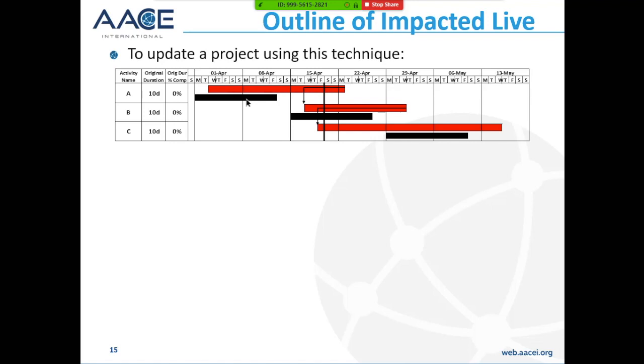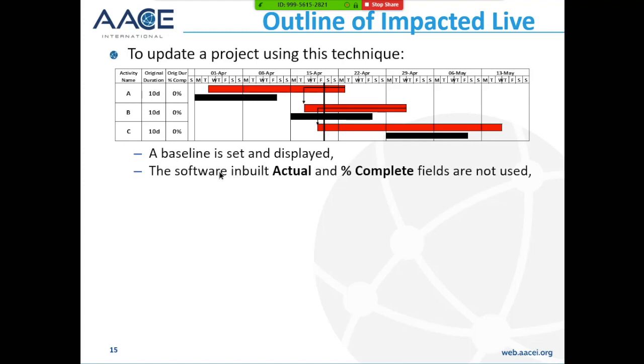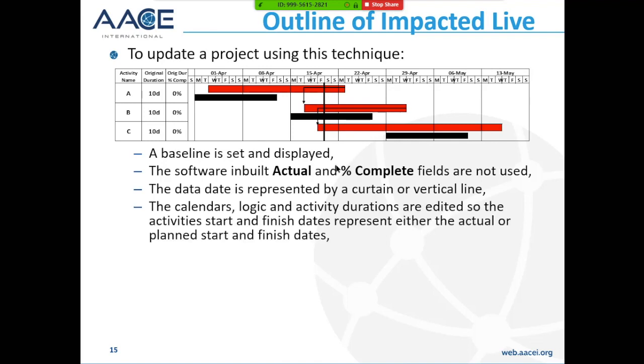So you end up with a live schedule that's recalculated, where the activities in the past are scheduled when they took place, and the activities in the future are where you plan to finish them. Obviously, a baseline is set and displayed. The software inbuilt actual and % complete fields, so the actual start and actual finish, are not used. The data date may be represented by a curtain or vertical line.